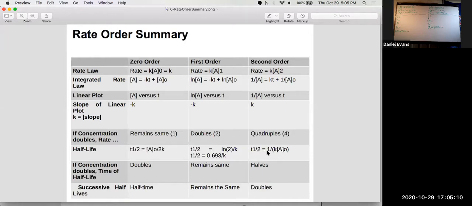Our half-life is equal to 1 over k times the initial concentration. So for doubling our concentration, we're cutting our half-life in half. So our successive half-lives, as this A keeps dividing by 2, the half-life doubles. So by looking at how half-life behaves, we can also help determine the order of reaction, in addition to what we use for the method of initial rates, the concentration. So let's go to the whiteboard and try a couple problems using these rate laws.